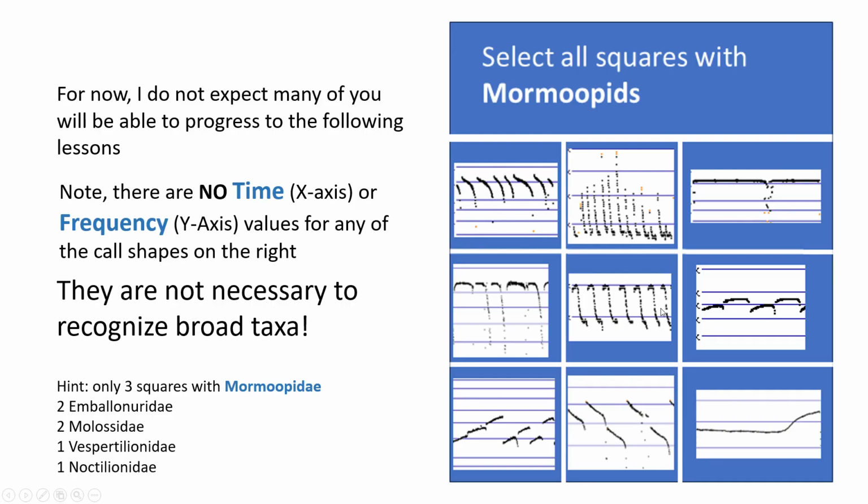This one, and this one. And then we have 2 emballonurids, this one and this one, 2 mollosids, and a Noctilio and a vespertilionid.